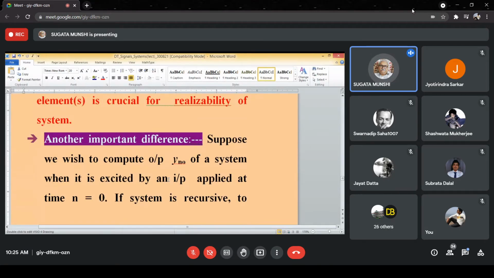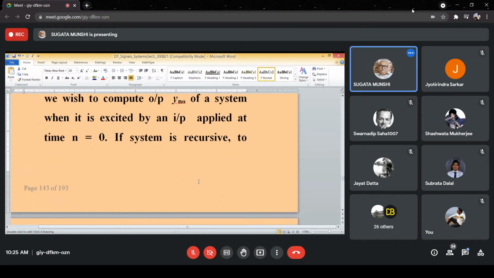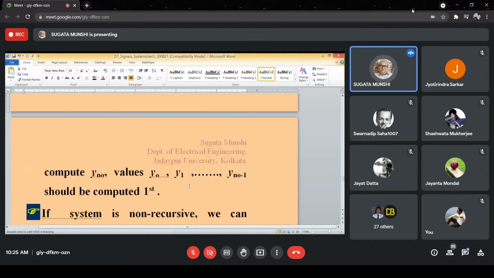Now, the essential difference here is that suppose we want to compute the output y[n0], the output at the instant n0, when it is excited by an input applied at time n equal to 0. If the system is recursive, then what can you do? For computing y[n0], you have to compute y[0], then y[1], then y[2], then y[3], then y[4]. In this way, you will reach up to y[n0 minus 1] and consequently y[n0] for a recursive system.